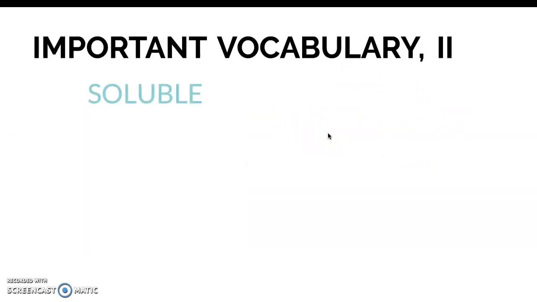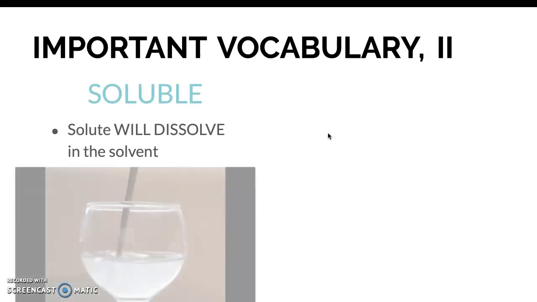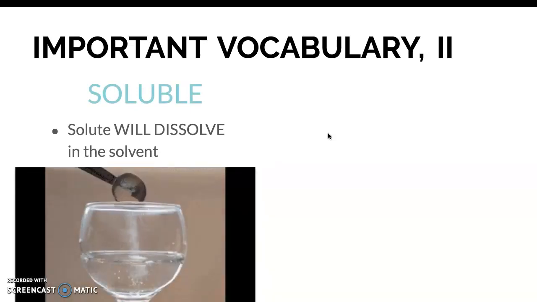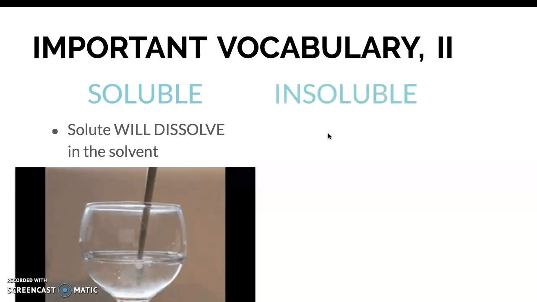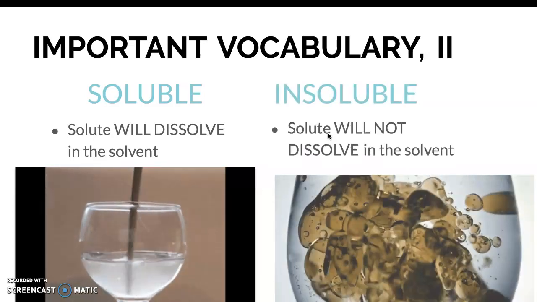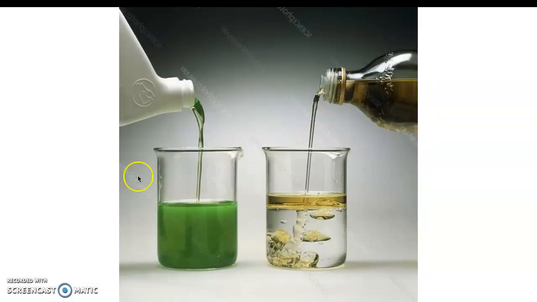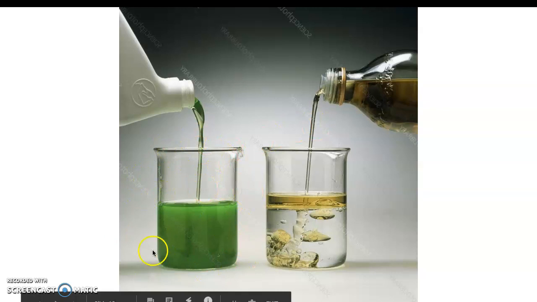Important vocabulary part 2. Soluble. Soluble means the solute will dissolve completely in the solvent. Insoluble means the solute will not dissolve in the solvent. So this is an example of food coloring in water, which is soluble. And this one is insoluble, oil in water.